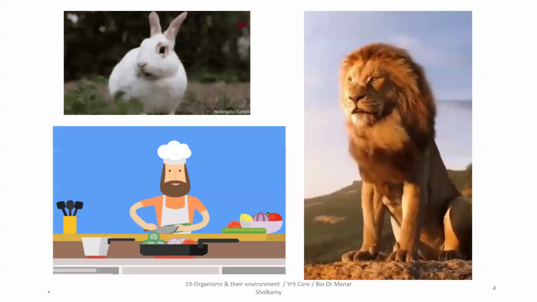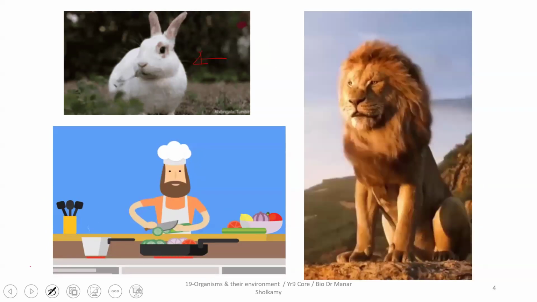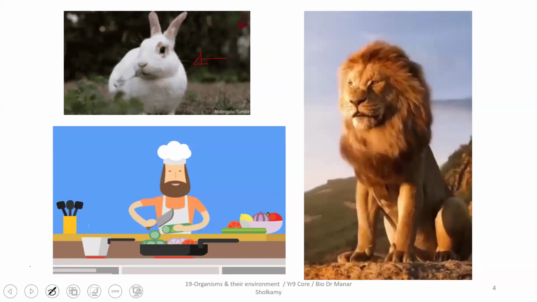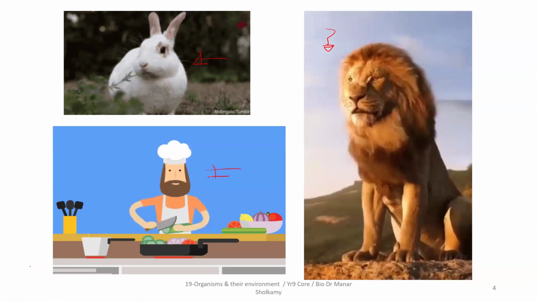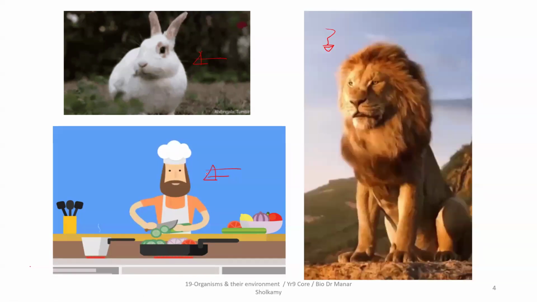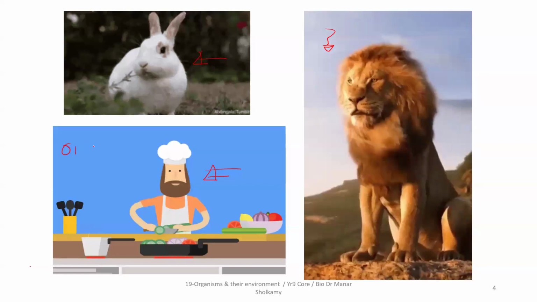Now, why do I have this picture? Because this rabbit eats only plants. This rabbit is a herbivore. And this lion eats only meat. So this lion is a carnivore. And we as humans, we eat both meat and plants. We eat everything, meat and plants. So we are described as omnivores.